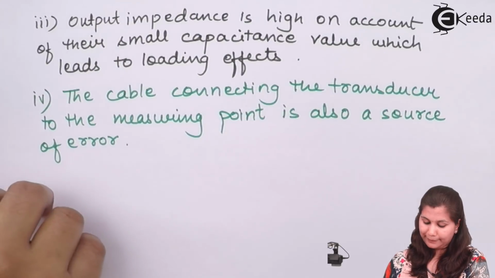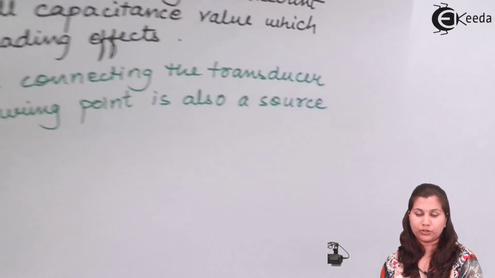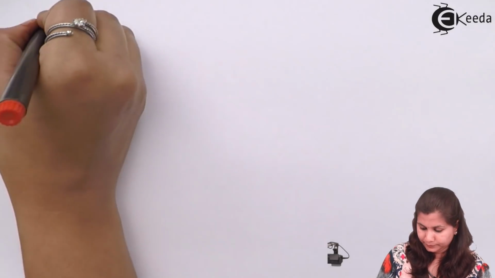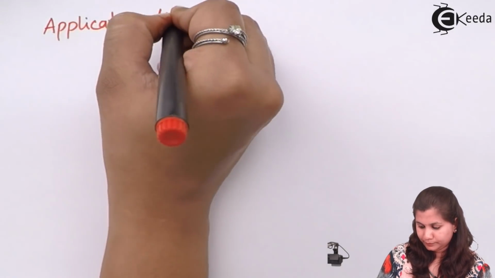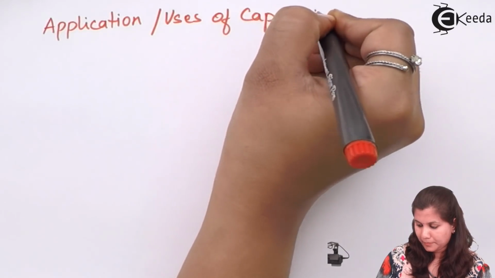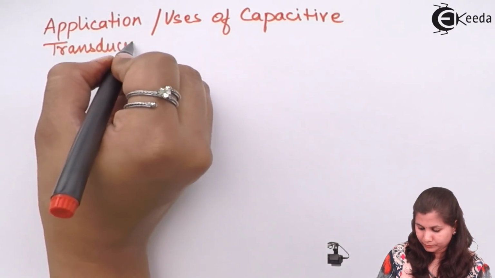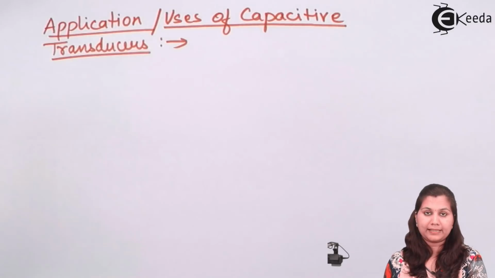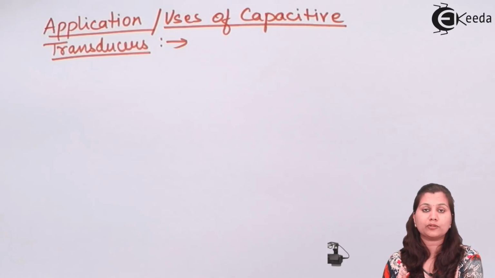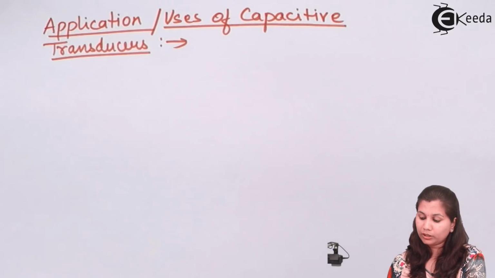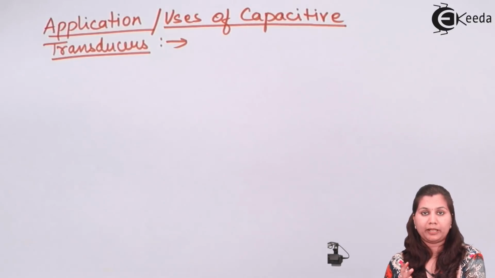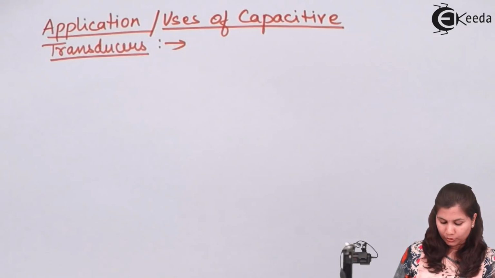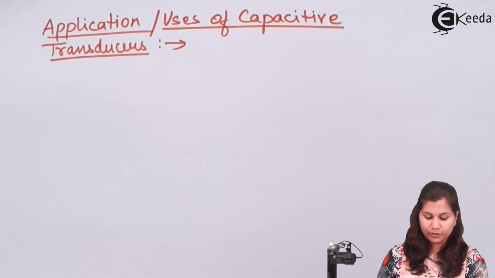Now let us come to the applications or the uses of capacitive transducers. Now, as we have studied earlier, the capacitive transducers are used for the measurement of physical quantities: displacement, flow, pressure, level and torque. So these physical quantities are measured by changing the capacitance, and they are converted into electrical quantities. So let us see the applications of capacitive transducers.